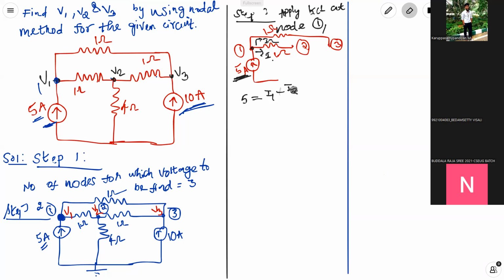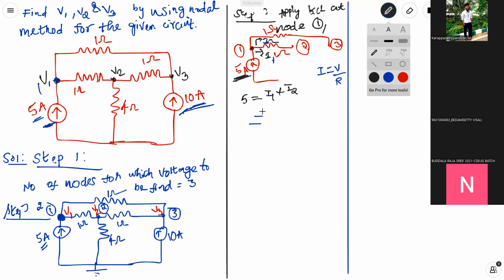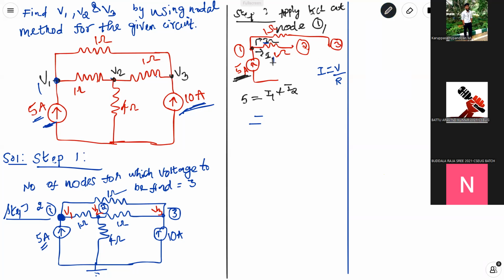Now let us try to figure out I1 and I2. As per Ohm's law, I equals V by R, right? So I'll go with the same approach now. Tell me, I1 is the current through this 1 ohm resistor, right? What is I1? Anyone? Same approach which you saw in the last class. What is the I1 current? V1 minus V2 by 1 plus V1 minus V3 by 1 equals 5.